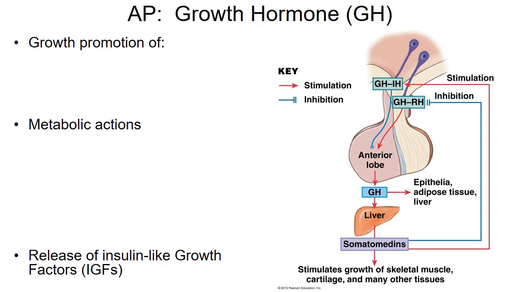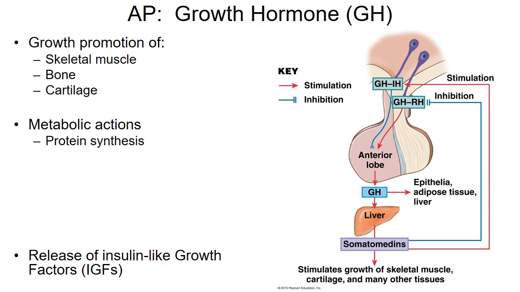So another hormone that's released from the anterior pituitary is growth hormone. It's involved with a lot of metabolic actions. So it's involved with promoting the growth of a lot of structures, including skeletal muscle, bone, and cartilage. So here, it's going to be increasing the formation. If it's increasing the formation of something, we say that that's going to be anabolic, right? It's building something up. Catabolic is breaking it down. So here, growth hormone is really anabolic in its actions, right?